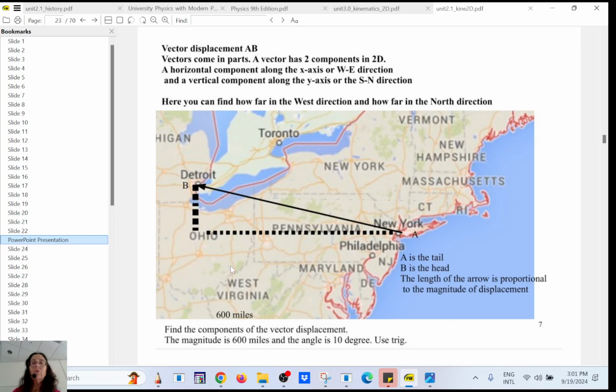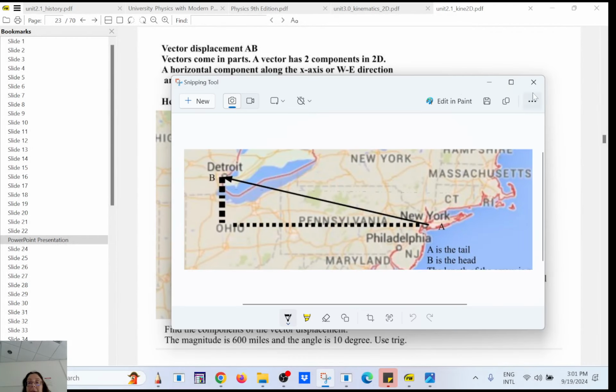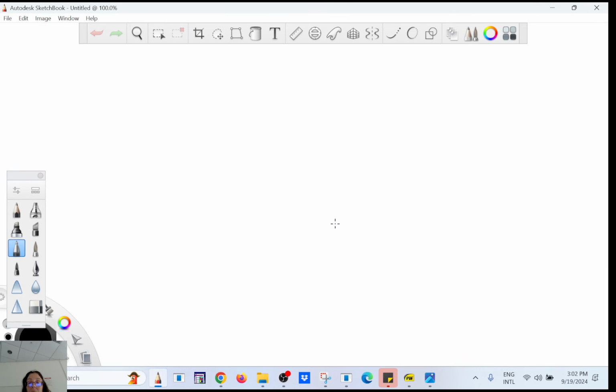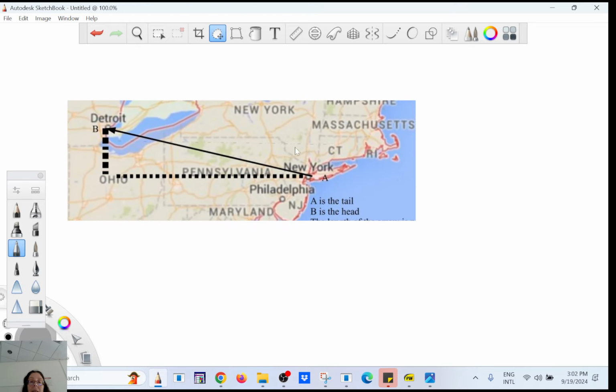So you have two ways to describe this vector. Let me show you. From here to there, I look at a map, it's about 600 miles, and this is about 10 degrees. It depends how good you are with geometry, so I will show you a way to do it where you can memorize. So this is 600 miles, and this angle is given here. I tried to measure it myself. 10 degrees.